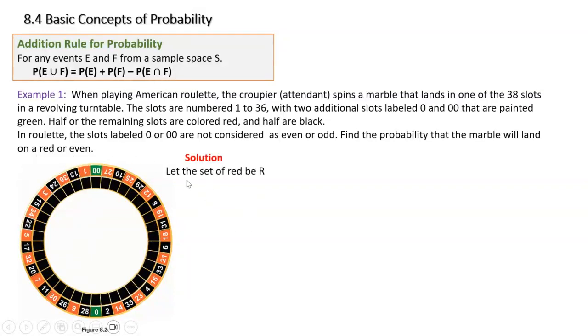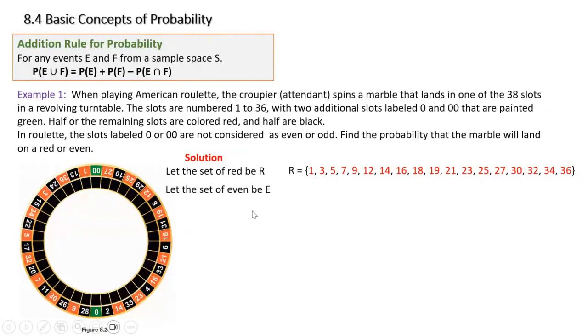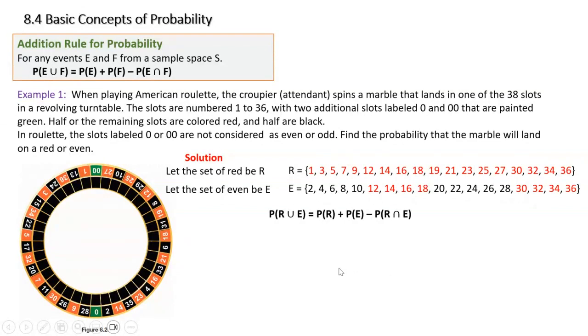Okay, solution. Let the set of red be R. So I went around, guys, and I got all the R's, right? The red ones: 1, 3, 5, 7, 9, all the way to 36. So I did all the work for you guys. I went around and put all the red numbers there. Now let the set of even be E. So these are the ones that are even. Okay, so let's use the formula.